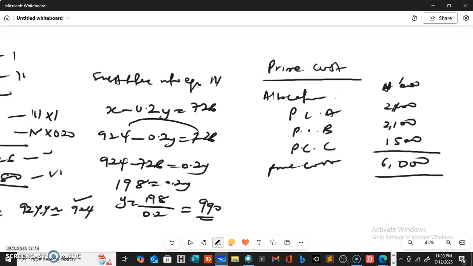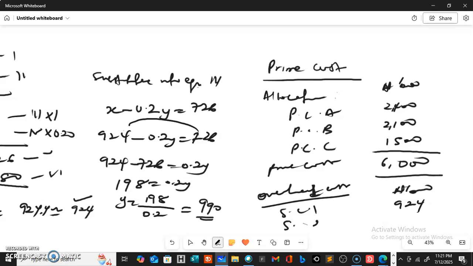And for the overhead cost, we have Service Center 1, which is 924, also in thousand, so 924,000, and for Service Center 2, we have 990,000. So at the end of the day, we are left with 1,914,000. Okay, so that is that for the second question.